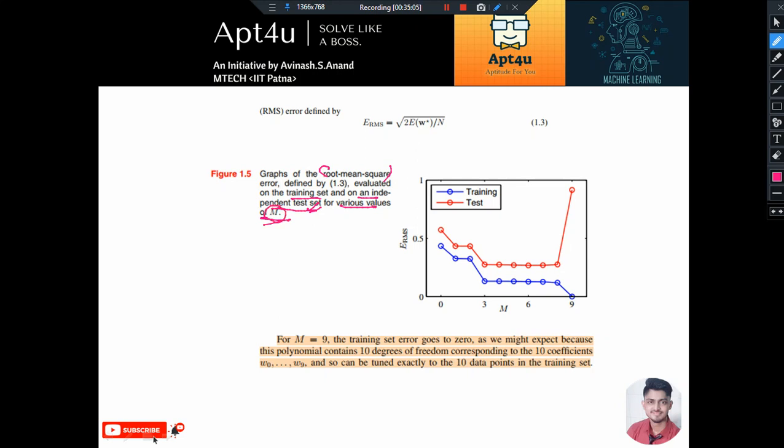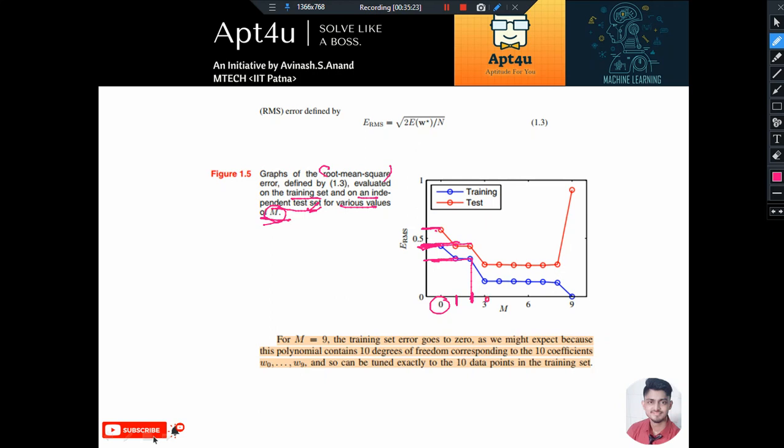So for m equal to 0, we find out the training error to be this value. This is the value. Test was this one. For m equal to 1, again this was the training error, this was the test error, which is slightly lower than what was in m equal to 0. M equal to 2, again this was the training error, this was the testing error.